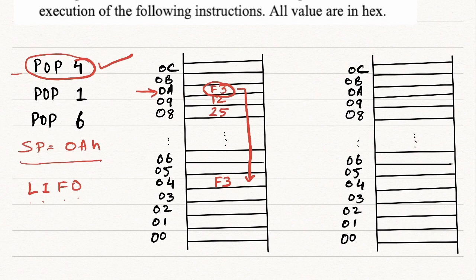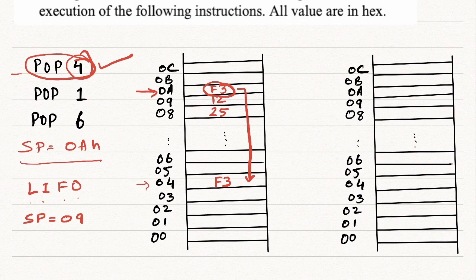So pop 4 means the content of the address which is specified in the stack pointer, that address contains data, and that data will be moved to the address specified in the pop instruction. That is, 4 is the address. So F3 will be moved to address location 4. And after the popping instruction, the stack pointer will decrement by 1. So the stack pointer will become 09 in this case.